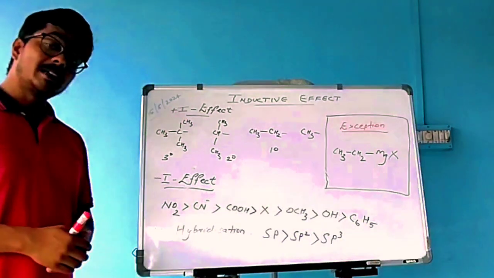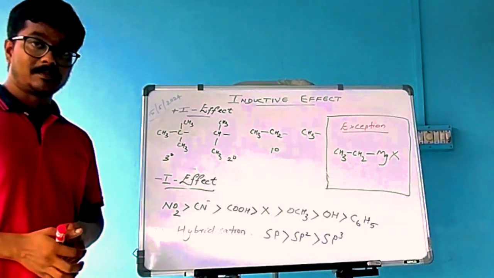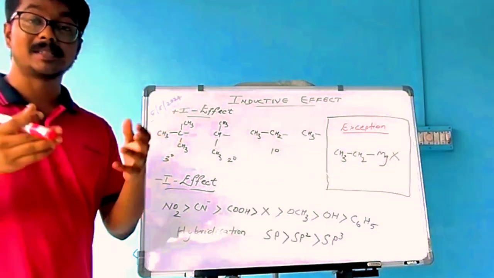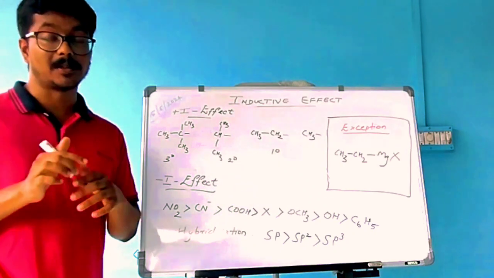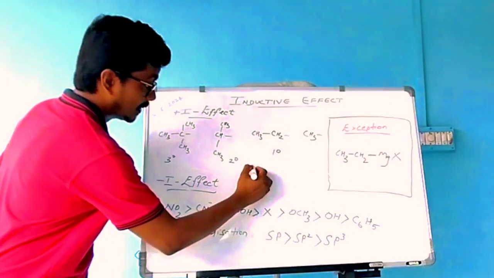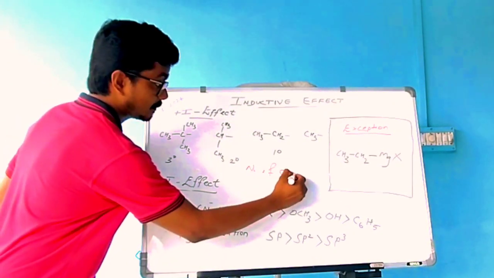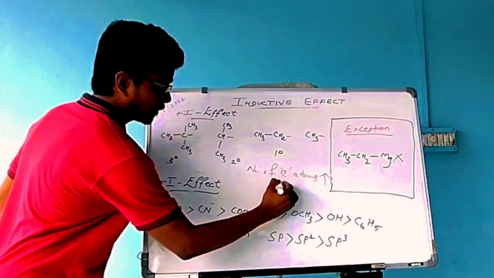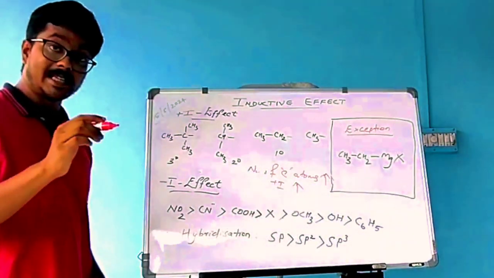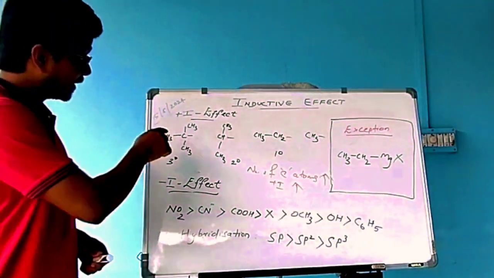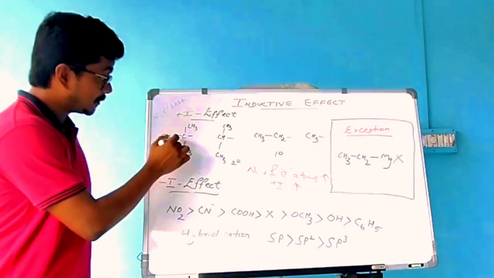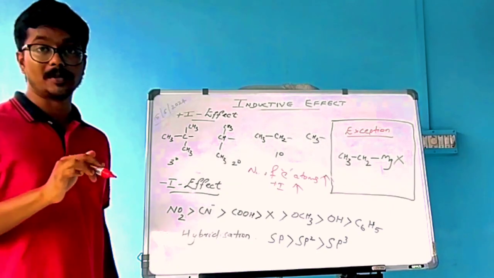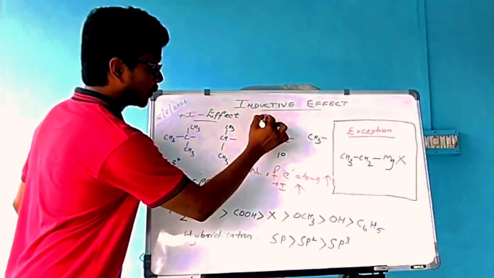So the plus I effect of an alkyl group will depend on two factors. One is the number of carbon atoms. When the number of carbon atoms in the alkyl group increases, the plus I effect of that particular group also increases. Let me write it out: number of carbon atoms increases, plus I effect also increases. In addition to that, the degree of the central carbon atom. When the degree of the central carbon atom is high, the plus I effect of that particular group is also high. So the order is as follows.